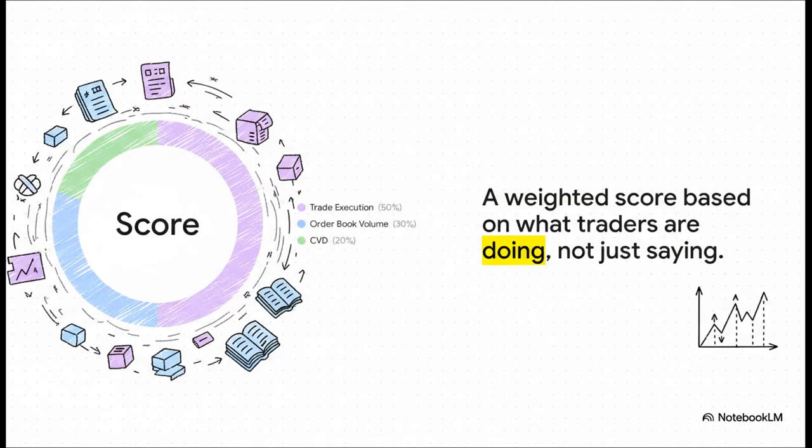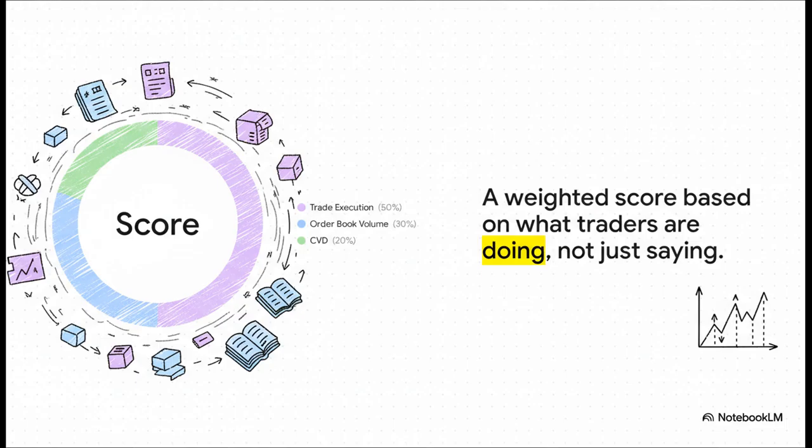That's it. And this isn't just some random number they pulled out of a hat. It's actually weighted based on what's really happening in the market. So a full 50% of the score comes from trades that have actually happened, real money on the line. Then 30% is based on the order book, which is kind of like what traders are saying they're going to do.